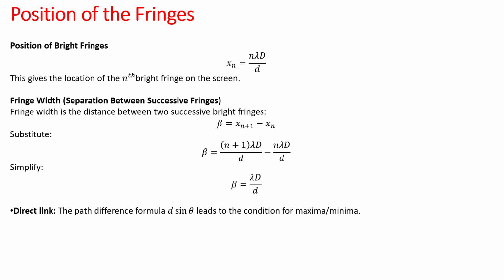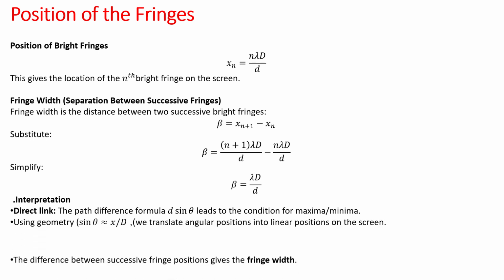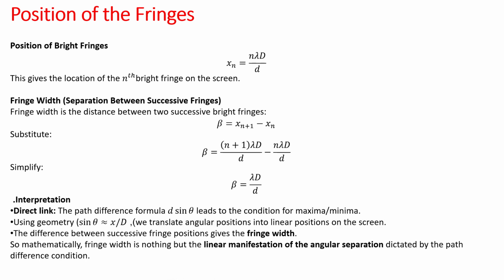So the fringe width depends upon lambda, the separation of the screen from the slits, capital D, and small d, which is the distance between the slits. So this is a very important equation. Here is a very good interpretation from this experiment, which must be noted down.